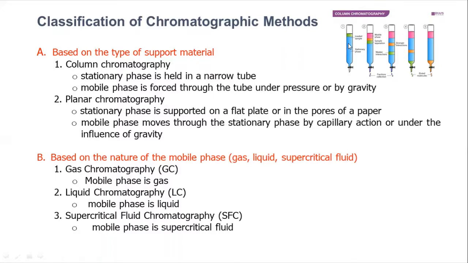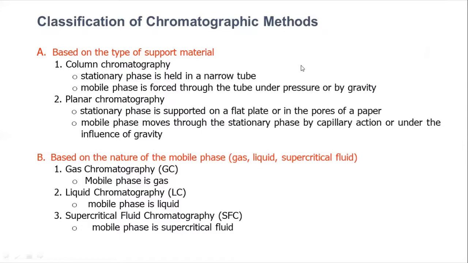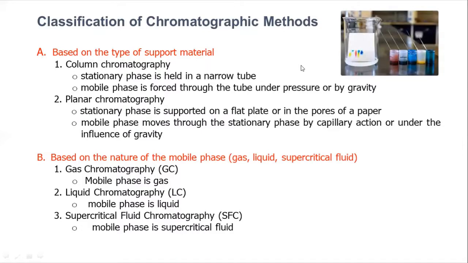Second is the planar chromatography. So the stationary phase is supported on a flat plate or in the pores of a paper, while the mobile phase moves through the stationary phase by capillary action or under the influence of gravity. An example of a planar chromatography is the paper chromatography. So here is the picture for paper chromatography.